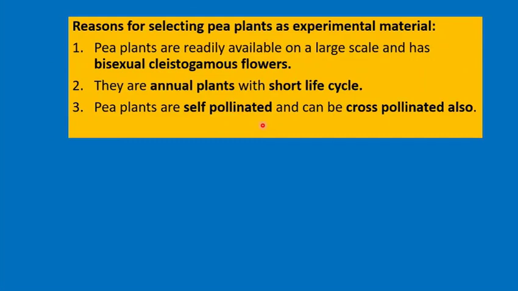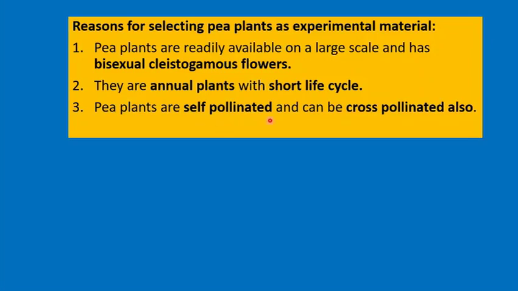Reasons for selecting pea plant as experimental material by Mendel. So mainly why he selected this: the experimental material was Pisum sativum. Pea plants are readily available on a large scale and they produce bisexual cleistogamous flowers. Cleistogamous flowers means closed flowers. So what kind of pollination does it undergo? Self-pollination. And these plants are annual plants with a short life cycle. So they complete their life cycle, that is vegetative process and reproductive process, within 1 year. That is why he selected these plants.